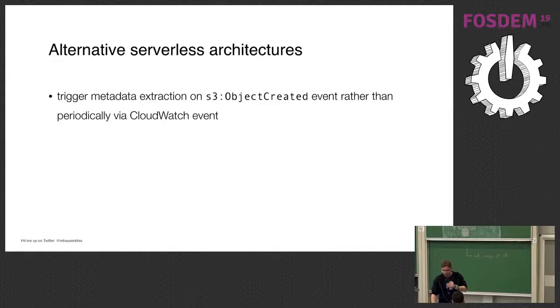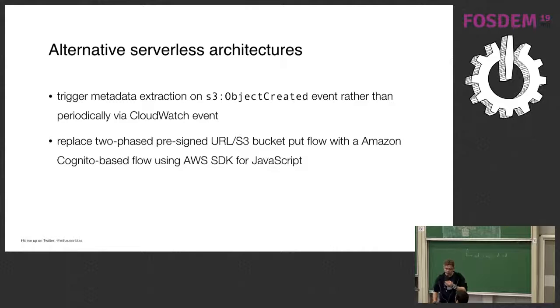All right. Alternatively, I could have used a trigger on that bucket where the image is uploaded to trigger that metadata extraction rather than using periodically a CloudWatch event. And I could have replaced the two-phase pre-signed URL that I have there to allow someone to upload something with something like Kubernetes, for example. There are definitely other options as well. These two came to mind.